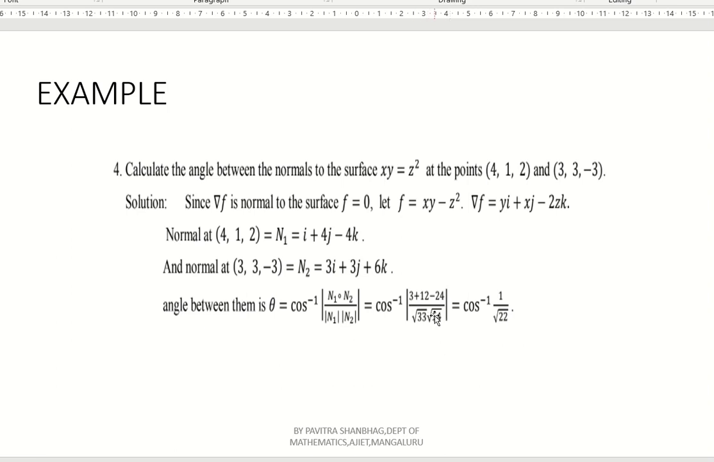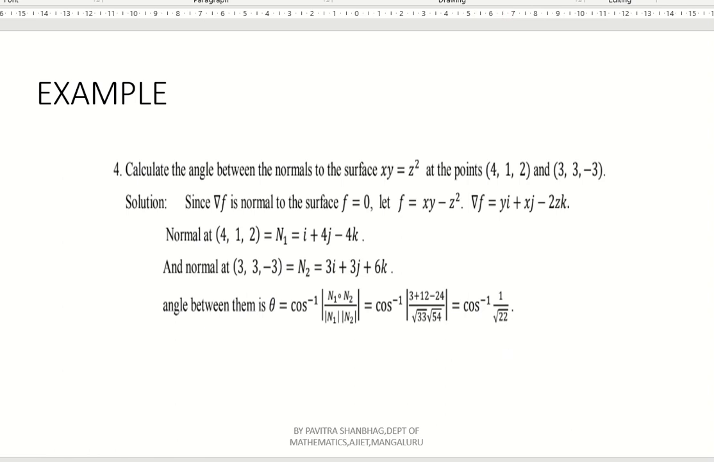Root 27 into 2, or 27 can be written as what? 9 into 3, root 3 into 3. Now simplify, you will get a cos inverse of, since we have taken a modulus sign, cos inverse of 1 by root 22 is the answer.